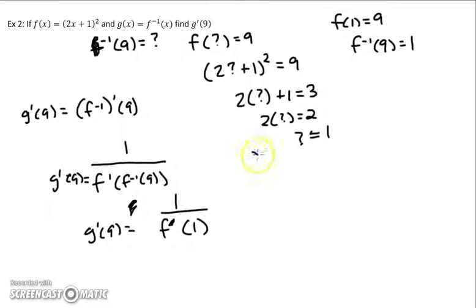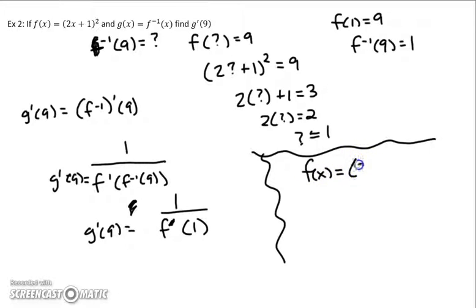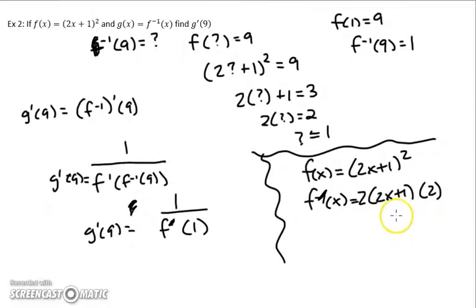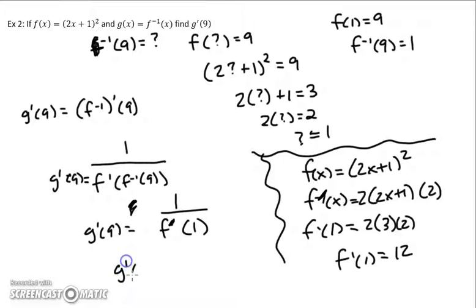Well, if f of x is the quantity 2x plus 1 squared, we know f prime of x is going to be 2 times 2x plus 1 to the first power times 2 because of our chain rule. So f prime of 1 is going to be 2 times 1 is 2, plus 1 is 3, times 2. So f prime of 1 is equal to 12. So g prime of 9 is 1 over 12.